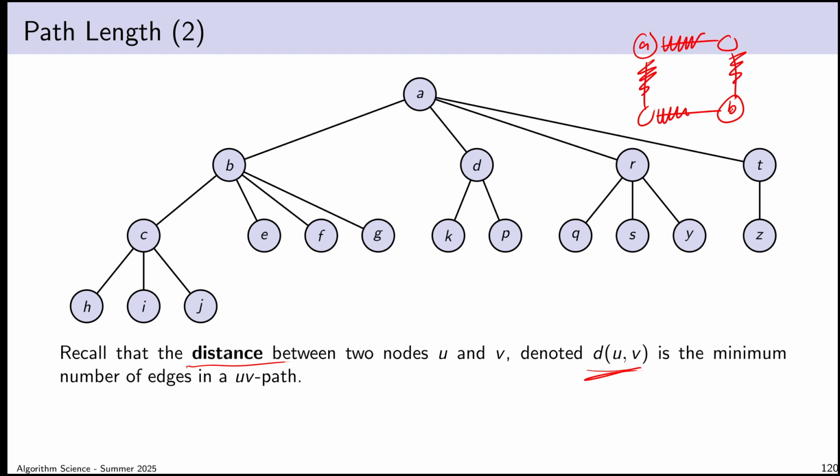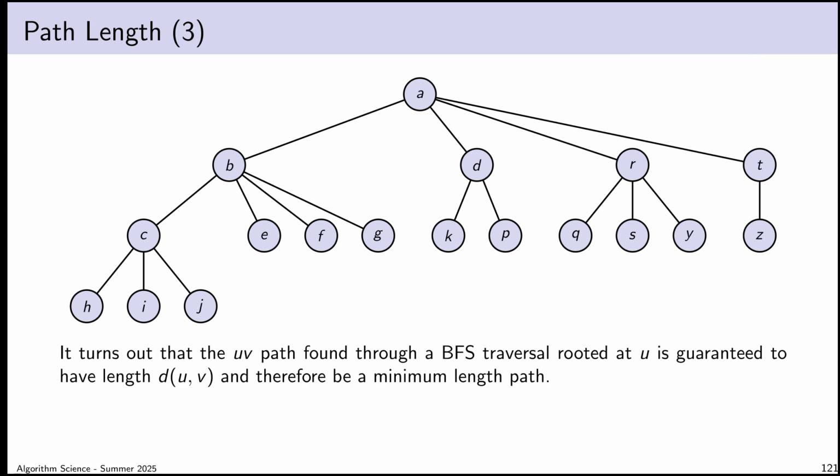What I'm going to argue in a minute is that if I look at the path found through a BFS traversal rooted at a particular vertex U, any path in the tree, so a UV path, will have length which is equal to the distance of UV. It will be a minimum length path. There could be more than one minimum length path. They all have the same length, of course, but it will always find one of them. For any two vertices that are reachable from each other, if I start a BFS traversal at a vertex U, the paths through the tree from U to anything else are of minimum length. They are the shortest possible paths.